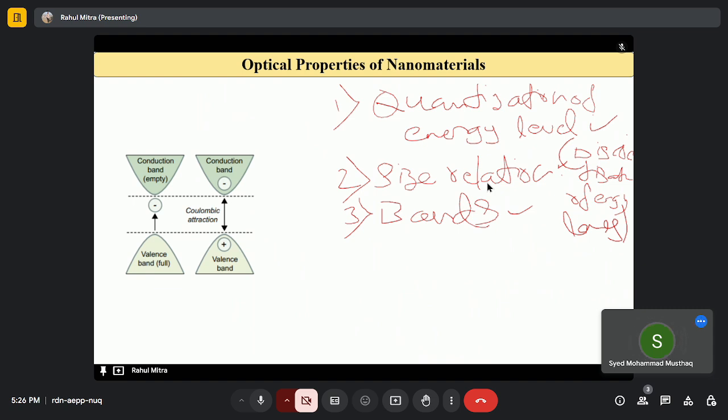What happens to the allowable energy levels in three-dimensional materials? What happens in two-dimensional, one-dimensional, zero-dimensional, right? For zero-dimensional, there is more discretization of energy levels. In the density of states, there is more discretization, whereas in the bulk there is a more continuous energy curve. The electrons have to stay in certain energy levels, right? So that is about this.